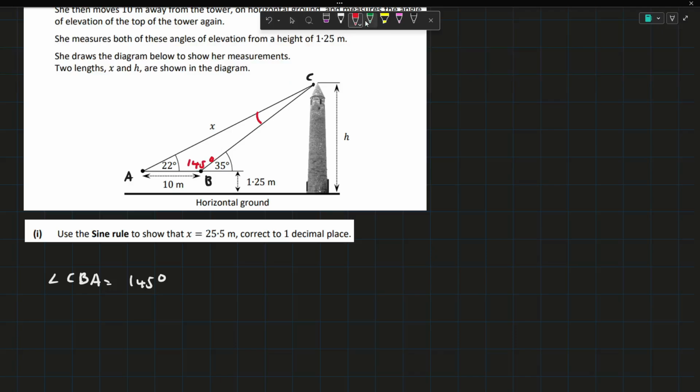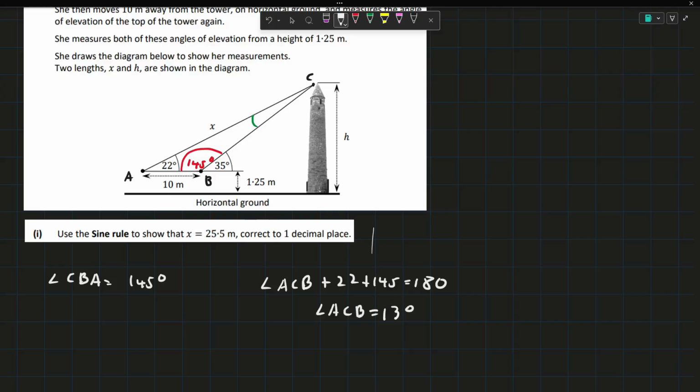And then to find, I'll leave that one in red, and then I'll do this one up here in green. So then the angle ACB, well, when you add that to 22 and 145, that'll give you 180 because all the angles in a triangle add up to 180. So then subtract those things to the other side. We'll go 180 minus 145 minus 22. You get that ACB is equal to 13 degrees.